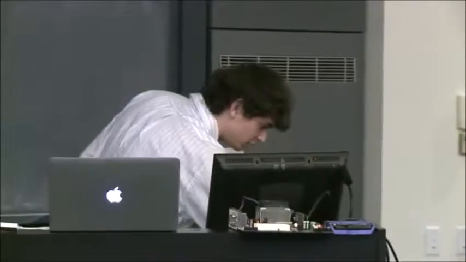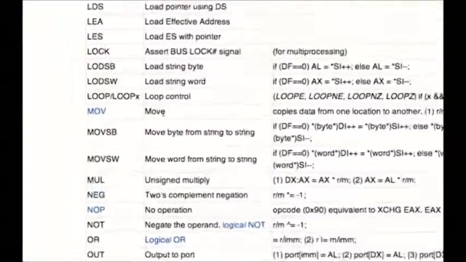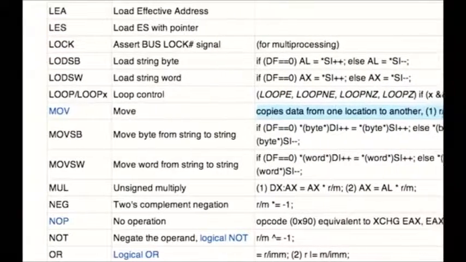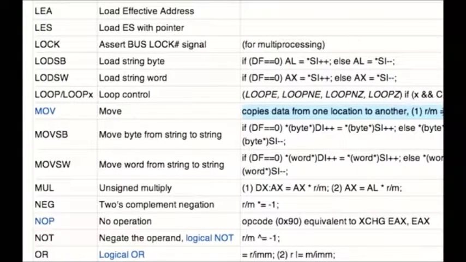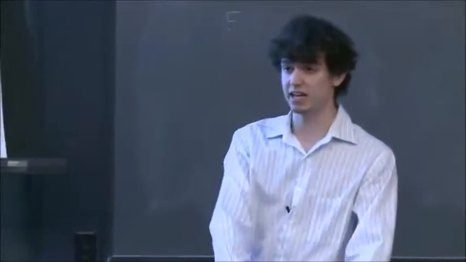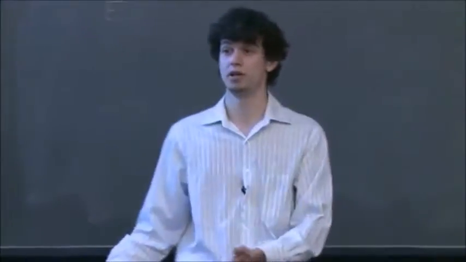So if we flip back to my list, or Wikipedia's list, and we look at this thing here, this is the MOV instruction for move. It says that this is going to copy data from one location to another. This means that there's some data that I need to store, and I want to take that data and move it to RAM. We'll see exactly what that means in just a little while.